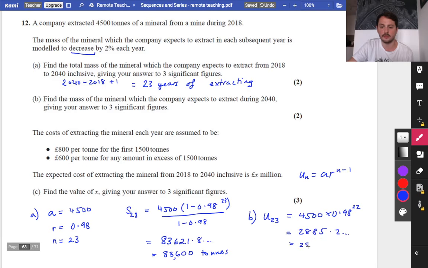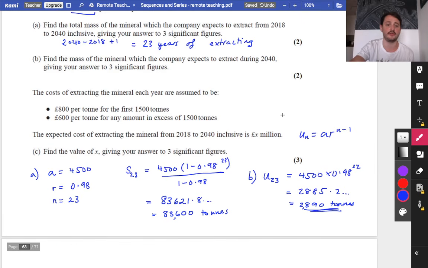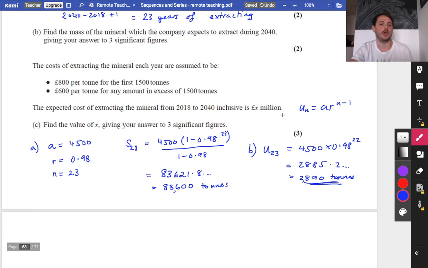So that's 2,890 tons, and that is this part that we've done here. So this is just like the previous question. The cost of extracting the mineral each year is assumed to be £800 per tonne for the first 1,500 tonnes and £600 per tonne for any amount in excess of 1,500 tonnes. We need to try and find out how much it is in millions of pounds, okay, and it wants the millions of pounds to be to 3 significant figures.